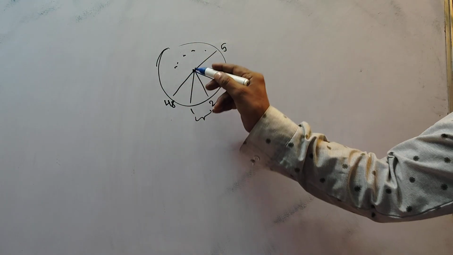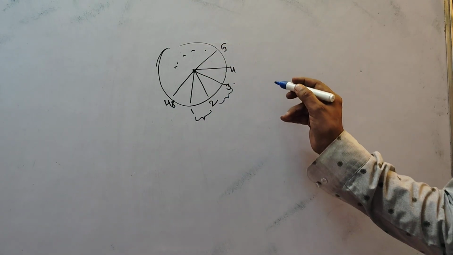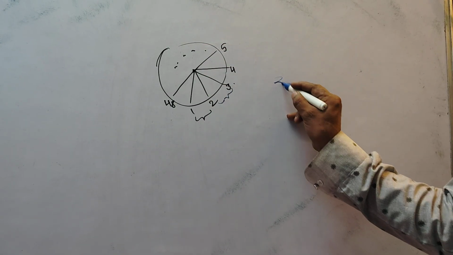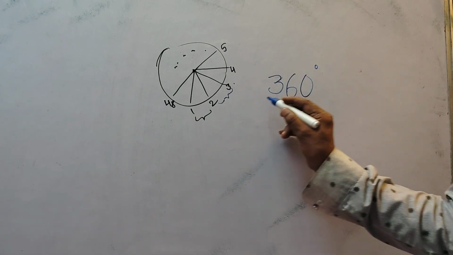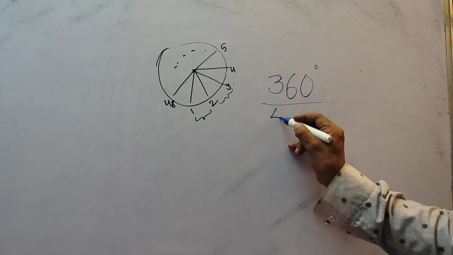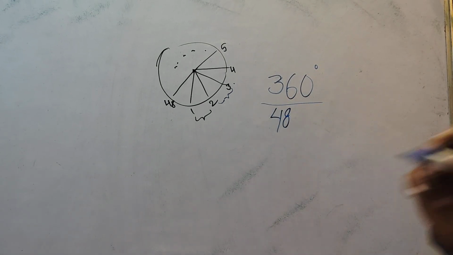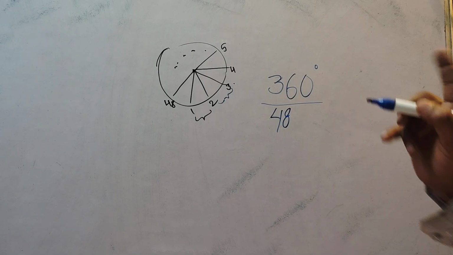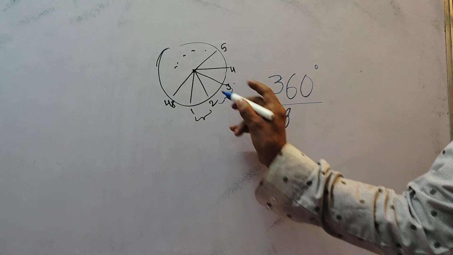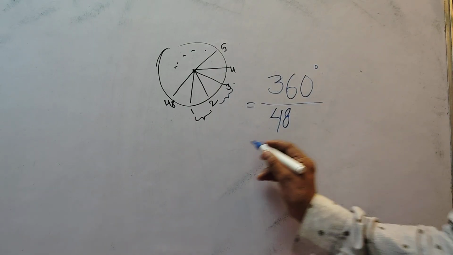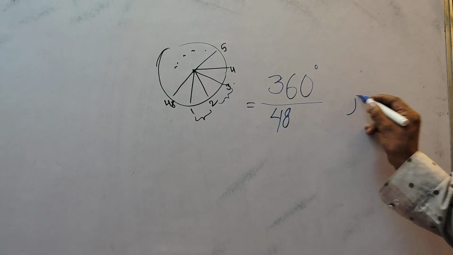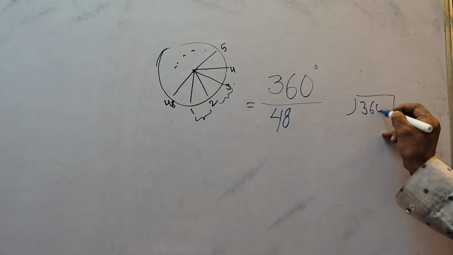Since there are 48 equal spokes with equal distances, and the total angle on the circle is 360 degrees, we are making 48 parts here. So we divide 360 by 48 to find one angle between consecutive spokes. This is a division problem.